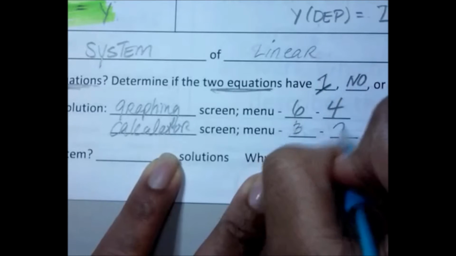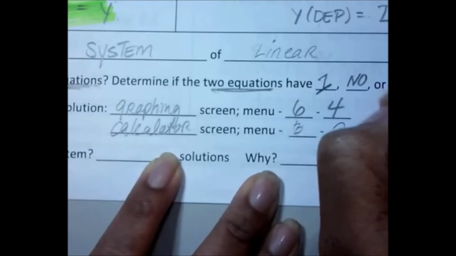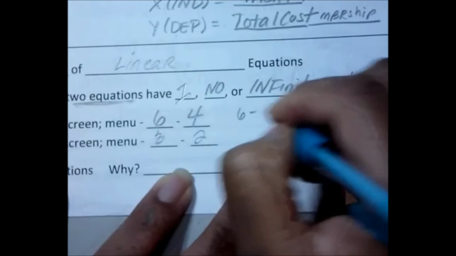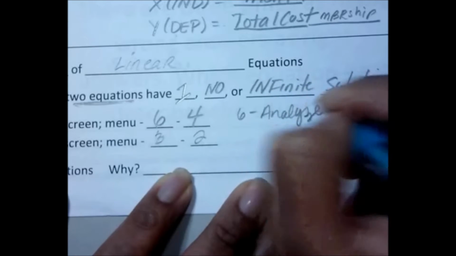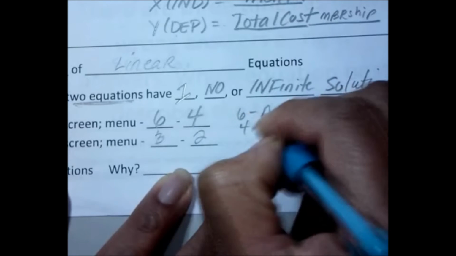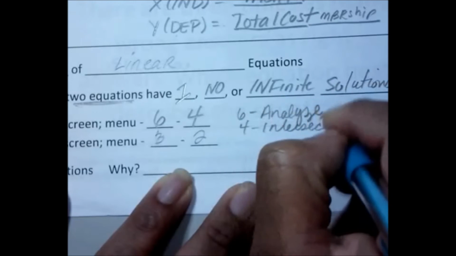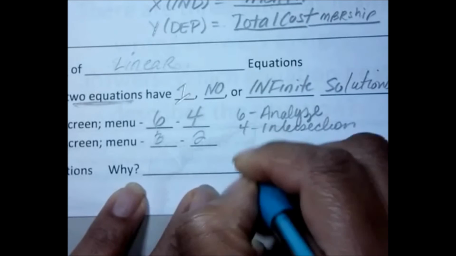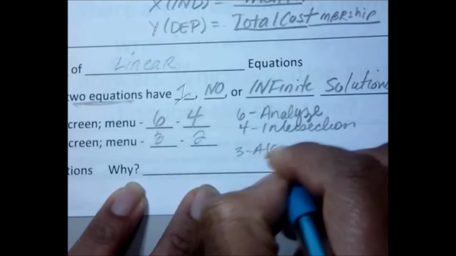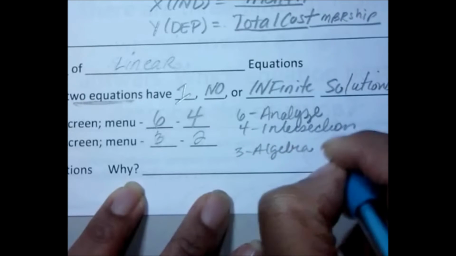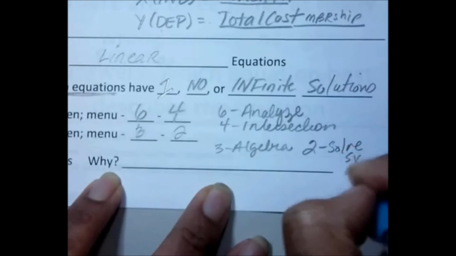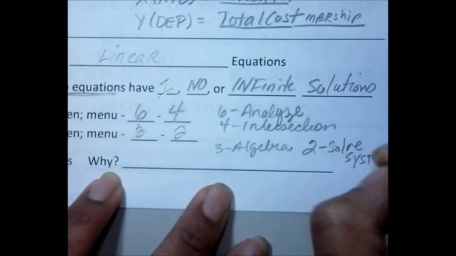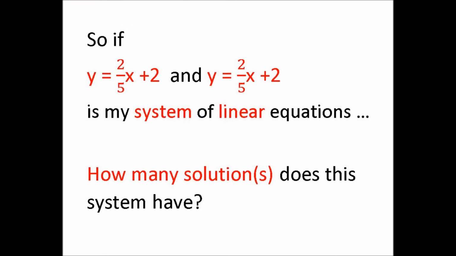So you should be writing down what those words stand for. The 6 stands for analyze the graph, and the 4 is going to say intersection. For this one, 3 says algebra, and 2 says solve the system. So if you forget the code, you should be able to read the words.